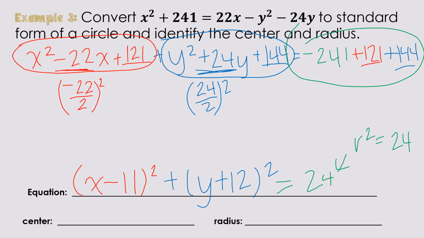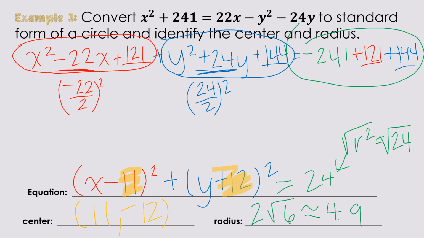So now we're ready to identify our center. Remember that we're looking at h and k, and we need to make sure that we do the opposite. So +11, -12. To find the radius, we know that r squared is 24. So if we take the square root of 24, that's going to give us 2√6 for our exact answer, or approximately 4.9. So on one like this, you just need to be very careful and make sure that you watch your signs, especially as you are moving things from the left to the right or the right to the left.